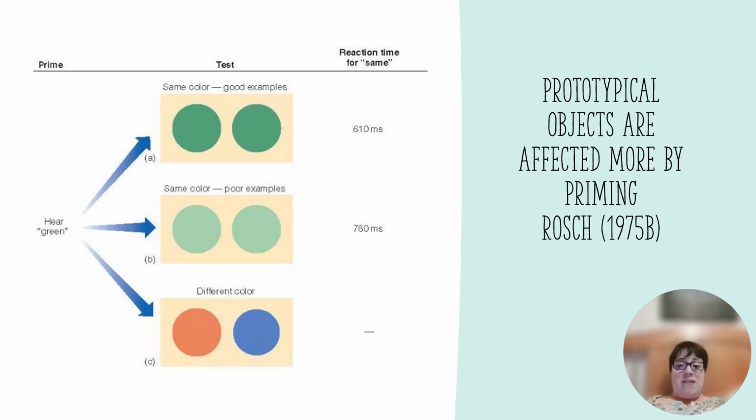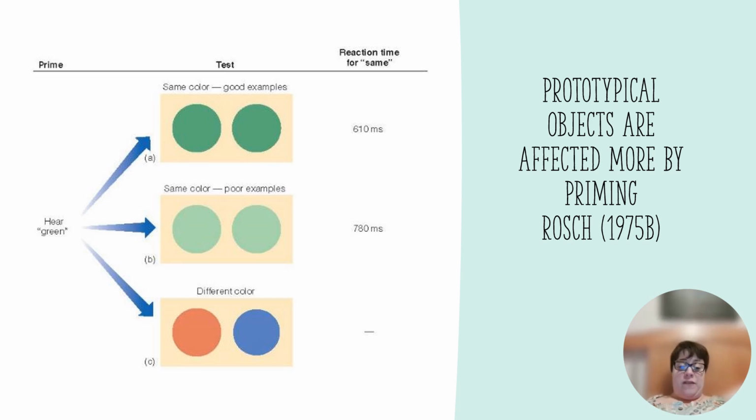Basically, participants first heard the prime, which was the name of a color such as green. Two seconds later, they saw a pair of colors side by side and indicated by pressing a key as quickly as possible whether the two colors were the same or different. The side by side colors were paired in three different ways.